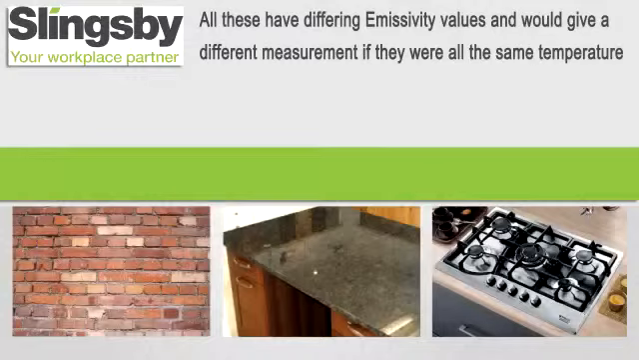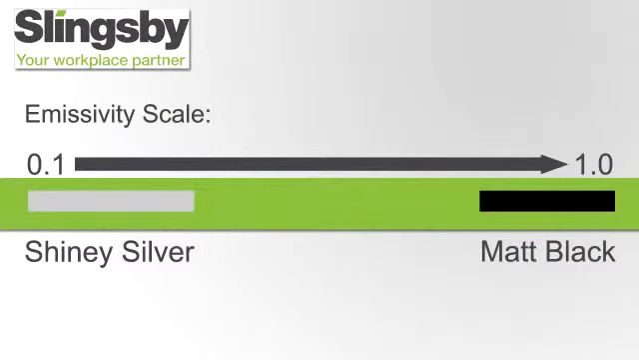Now I will cover emissivity. Emissivity is a term based on the object's ability to emit radiated heat. The scale is from 0.1 to 1 and takes into account the colour, the surface finish and the reflective nature of the object being measured. 0.1 is the emissivity value associated with very shiny objects such as steel. 1 is the value associated to matte black.